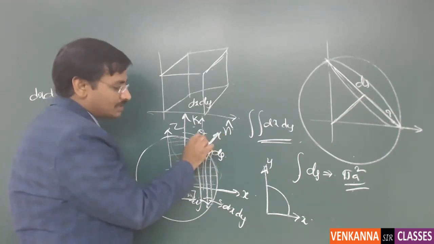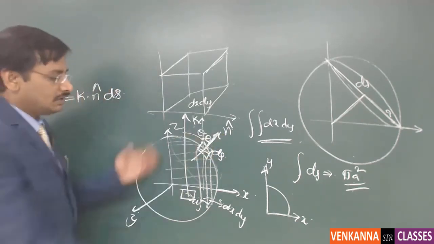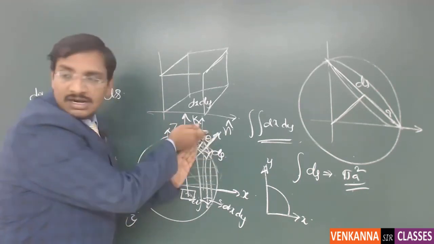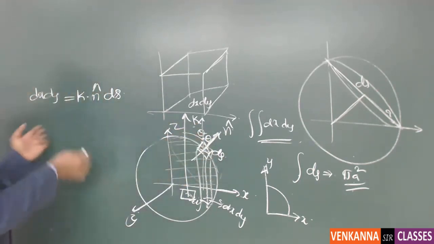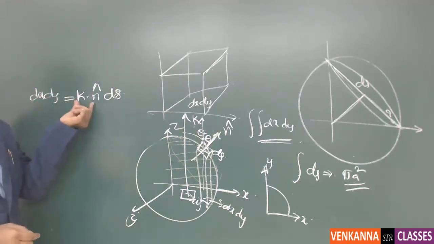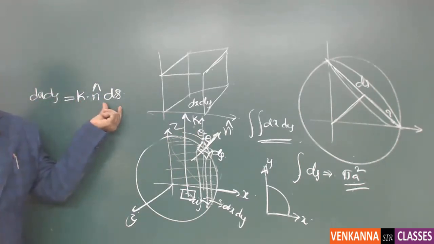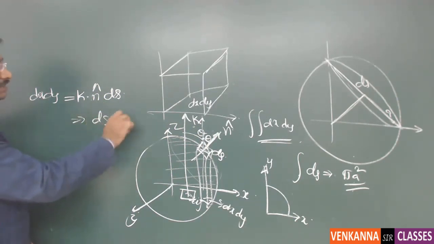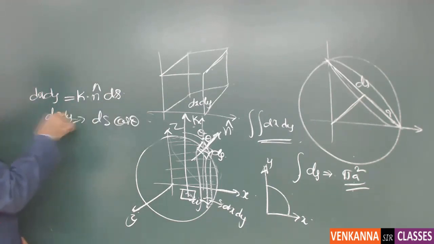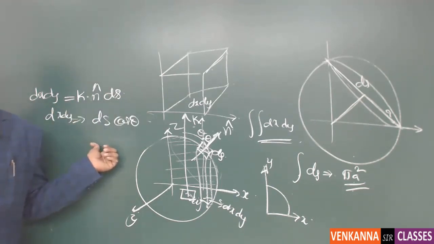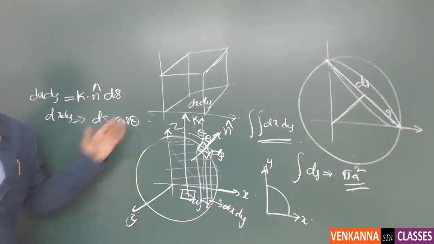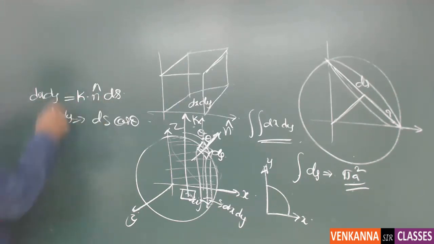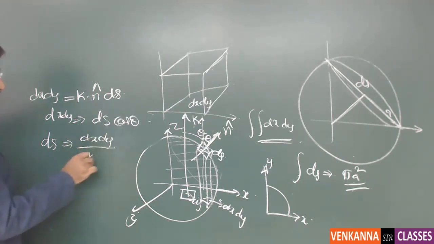Now the angle between them is nothing but theta. Then the dot product of ds and this one, right? So this is going to be exactly equal to dx dy, which is nothing but k dot n cap times ds. Correct or not? Or in other words, I call this ds cos theta is nothing but dx dy. Can I say this? This is exactly what we are going to use. Now cos theta is nothing but k dot n cap, or ds is equal to dx dy divided by k dot n cap.